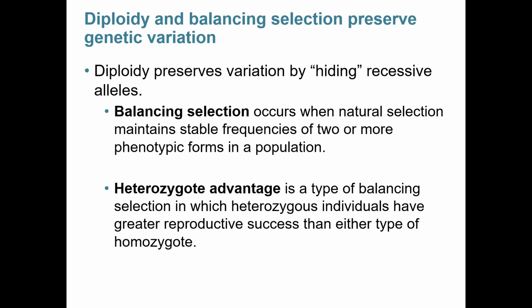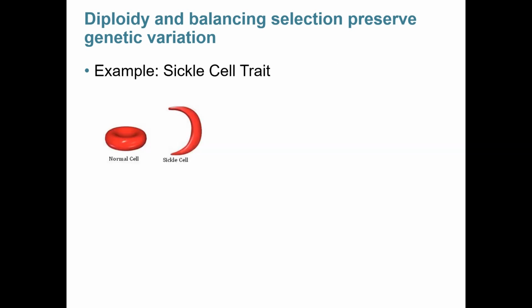This is a type of balancing selection where individuals that are heterozygous have greater reproductive success than either homozygote. Let's talk about an example of how this might happen. And we're going to use sickle cell anemia. Sickle cell anemia is unfortunately a disease that causes an awful lot of problems for individuals who have it.